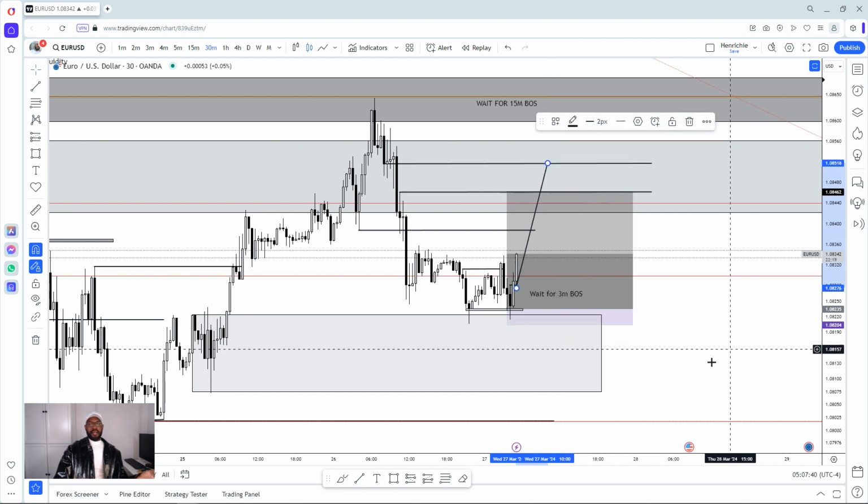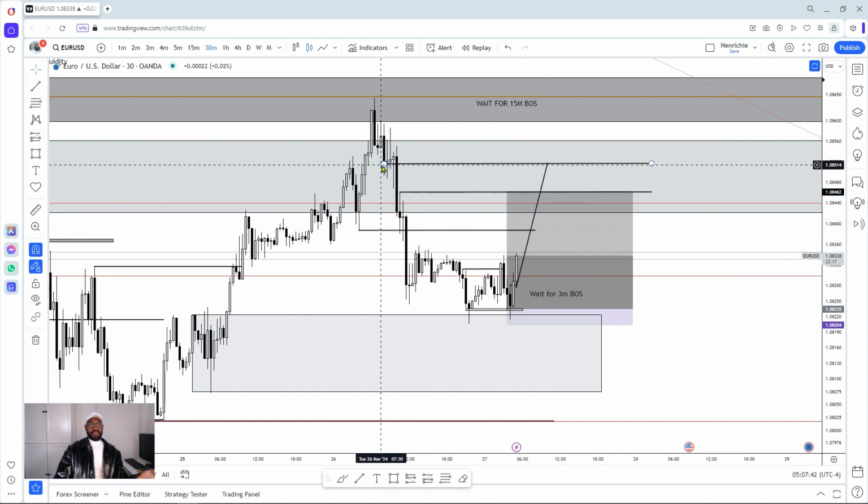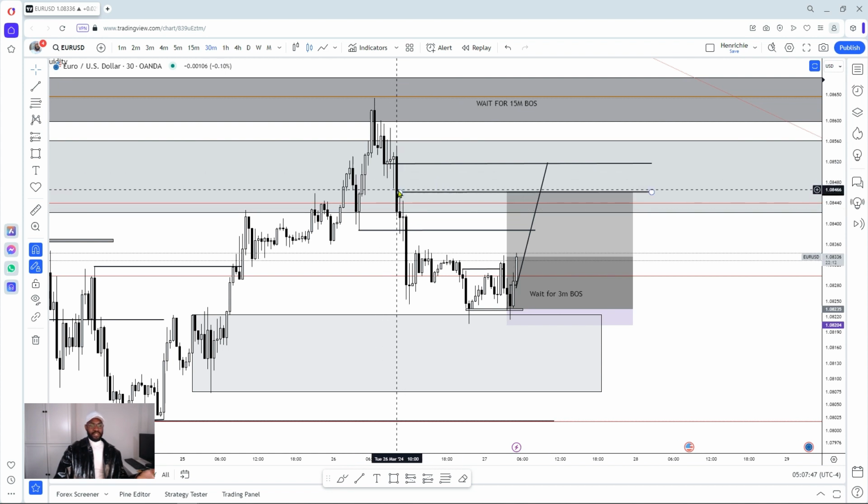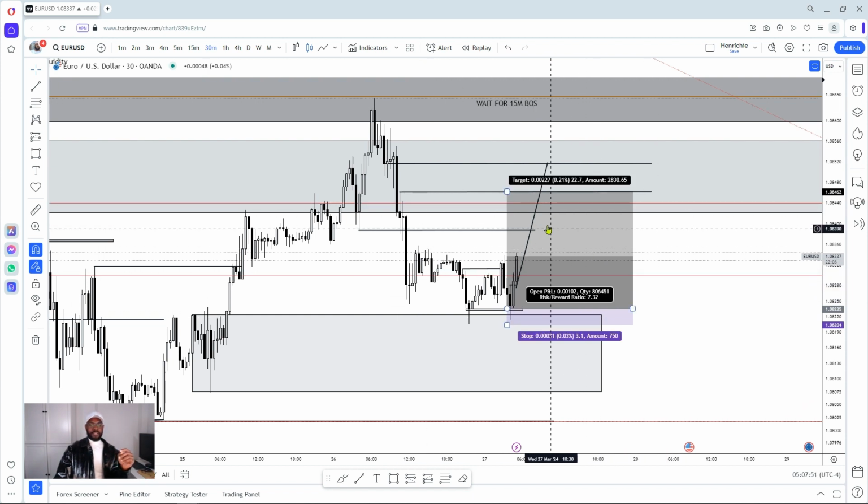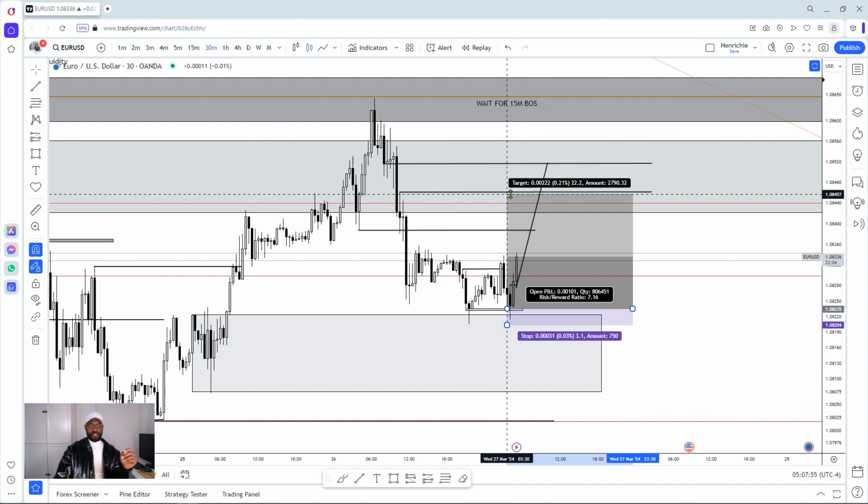Bodies of the candle. But in as much as this is where I'm anticipating for price to come into, my take profit is not going to be there. It's going to be at the low hanging fruit, which is this inefficiency resting right here. That will be the easiest target. Price will smash through. And now that's a 1:7.32. What I do next is to reduce it to 1:7 risk to reward ratio.